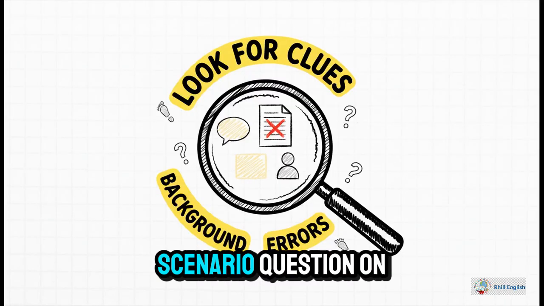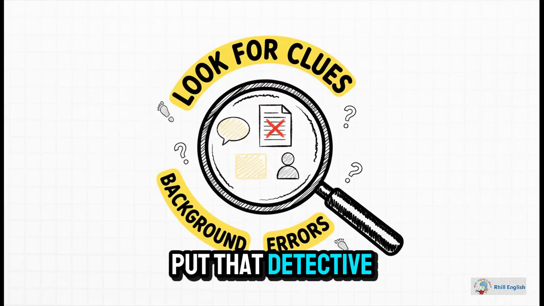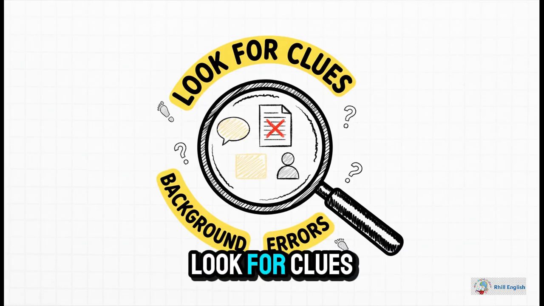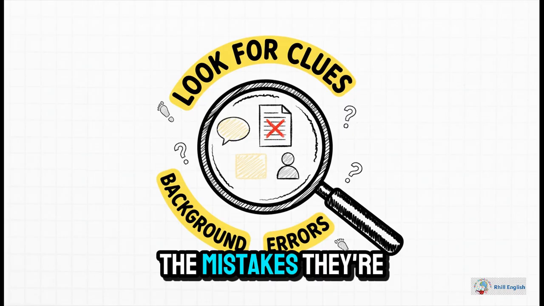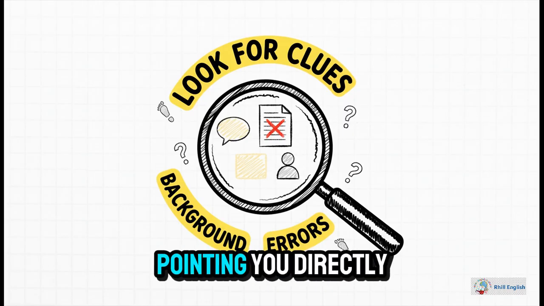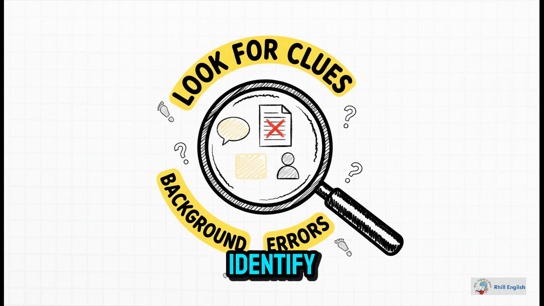So when you get to a scenario question on the exam, put that detective hat back on. Read the description of the class really carefully. Look for clues in what the students say, the mistakes they're making, or their background info. Those clues are your signposts, pointing you directly to the need you're supposed to identify.